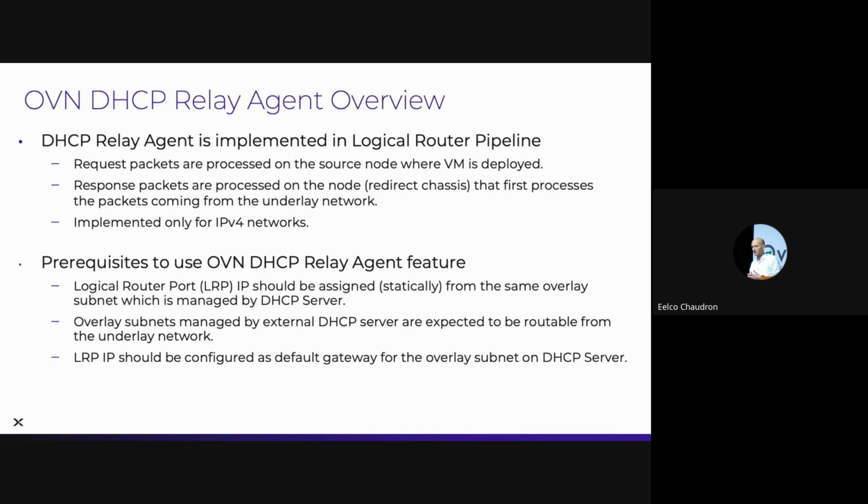The first one is logical router IP should be assigned statically from the same overlay subnet which is managed by DHCP server. The second one is overlay subnets managed by external DHCP server are expected to be routable directly from the underlay. The third one is LRP IP should be configured as a default gateway for the overlay subnet on the DHCP server. We'll discuss this in more detail in the next slide.